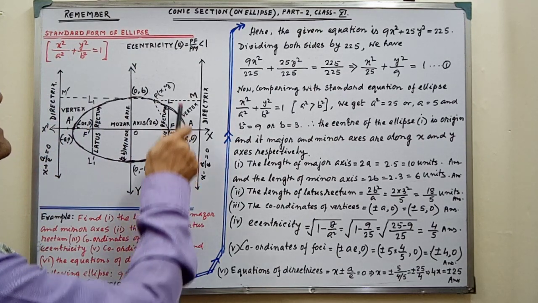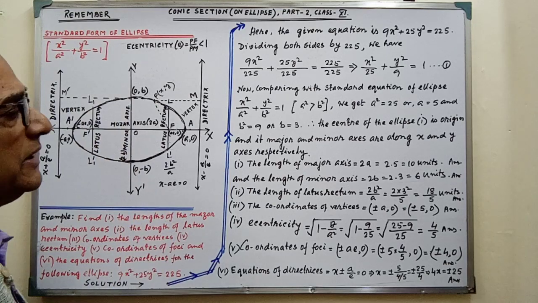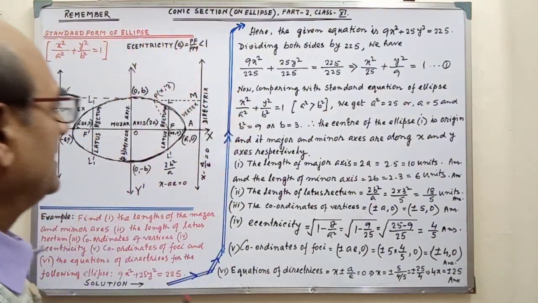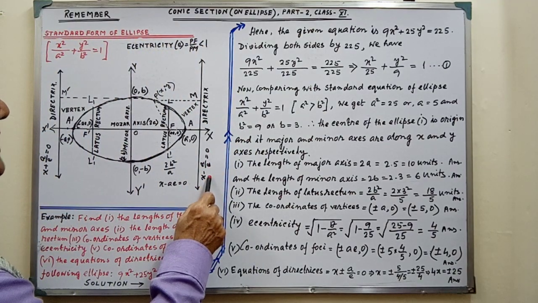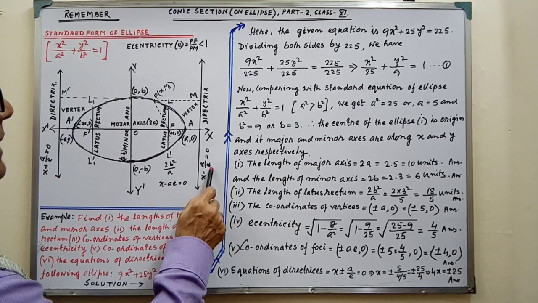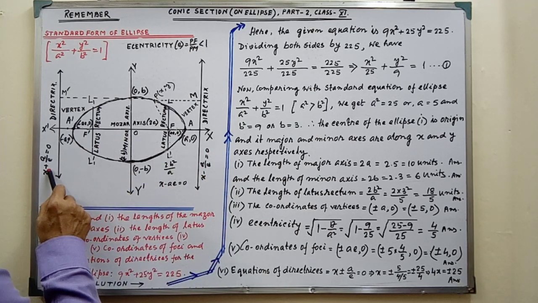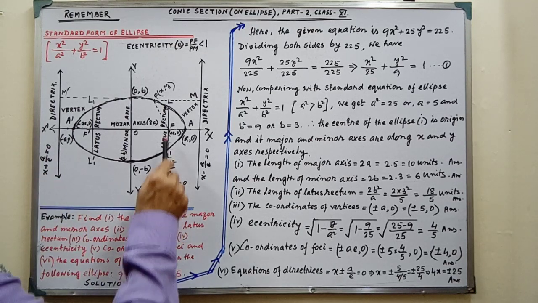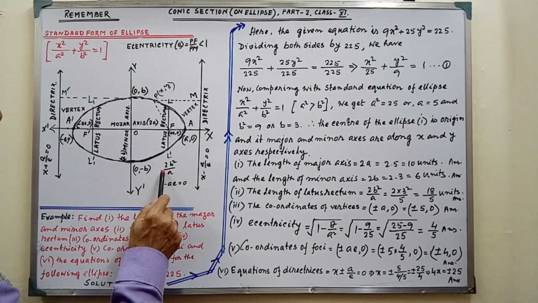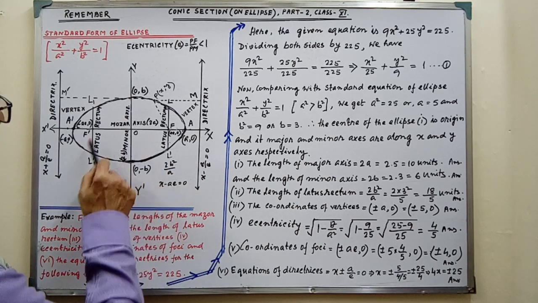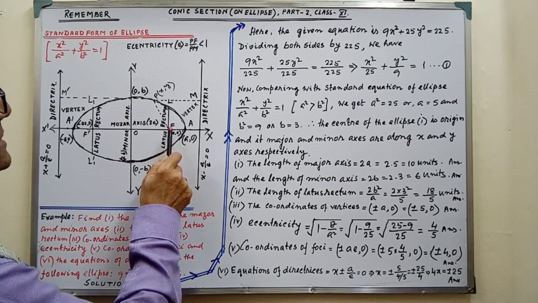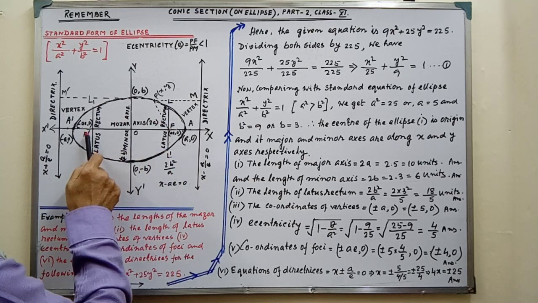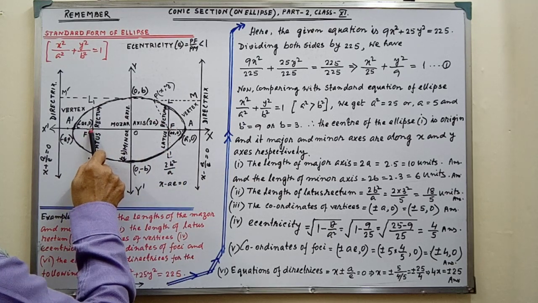And here the several terms are given. You have to follow the terms. You have to remember also. Equation of directrix, that is x minus a by e equal to 0, and on this side x plus a by e equal to 0. Length of latus rectum, that is 2b square by a, both. And coordinates of focus, that is (ae, 0) on the right side, and this is (minus ae, 0).